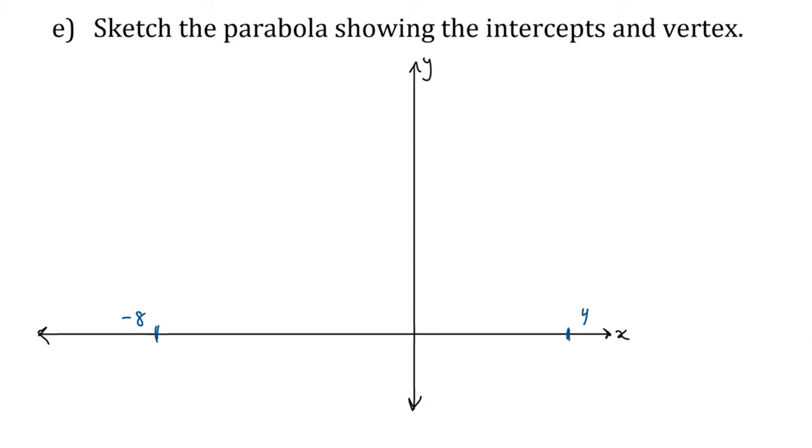Then I'm going to think about where my vertex is. So my vertex is at -2, so that's, I don't know, about there. And I'm going to go kind of up to the top. There's my -2. What's the y value of my vertex? 72.